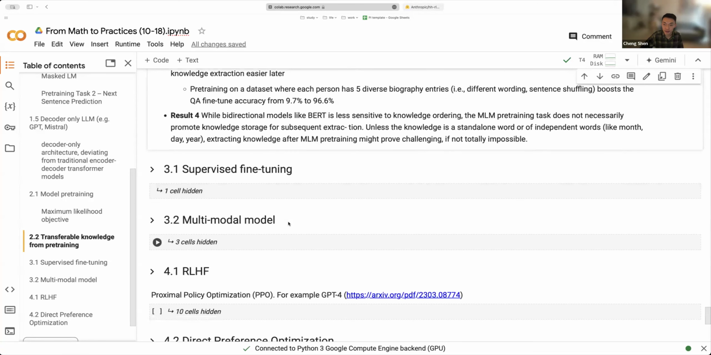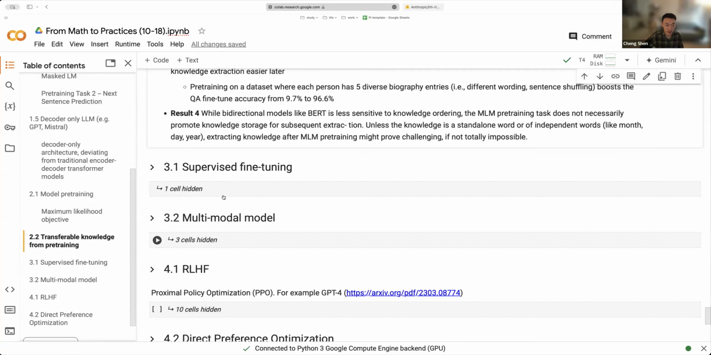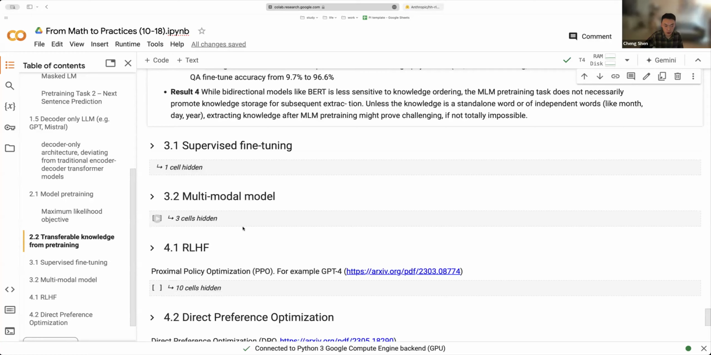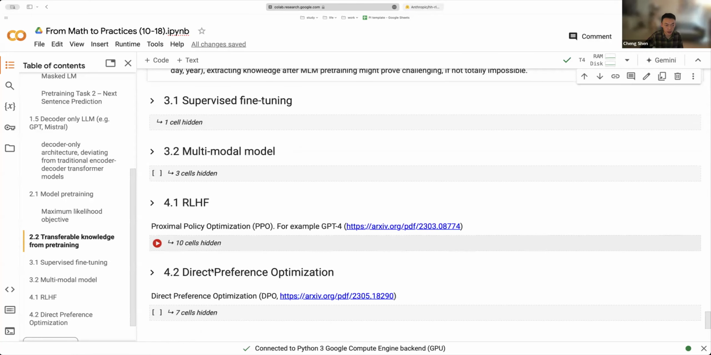And yeah, we only have 10 minutes left. I'll skip the supervised fine-tune and multimodal part. And I do want to talk about RLHF, reinforcement learning with human feedback, which is very important in the training of large language models right now.